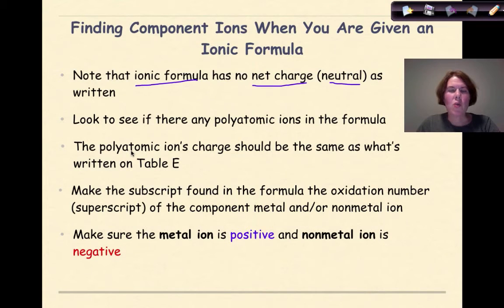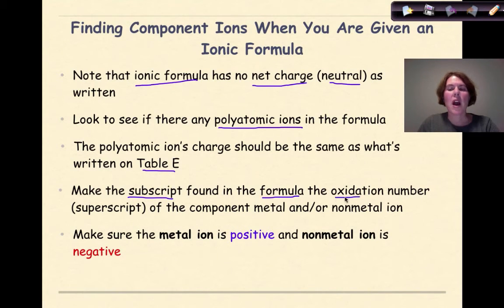First thing you should do when you approach a problem where you're trying to find the component ions is look to see if there's any polyatomic ions. Because if there's a polyatomic ion, you just write out the ion, you go to table E, you check that charge, because that's the charge it has to be. So, like I just said right here, the polyatomic ion's charge should be the same as what's written on table E.